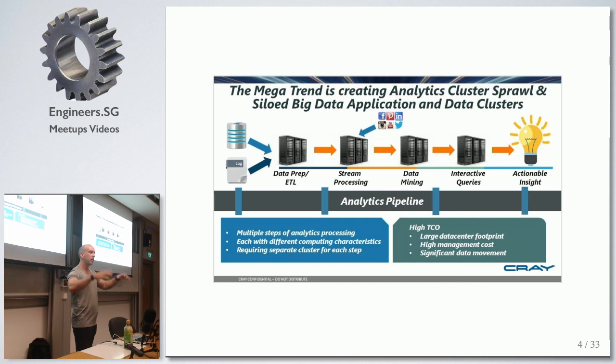So you get this big, huge cluster for your data prep ETL, then you get your stream processing system maybe, which is like Storm or Samza or whatever. I don't even know how many there are now. I think Twitter is releasing some every few months. Then you have data mining stuff, then you have some interactive query thing, which is like your Teradata or your data warehouse or whatever. And all these things are separate, and usually the data doesn't agree and things like that.